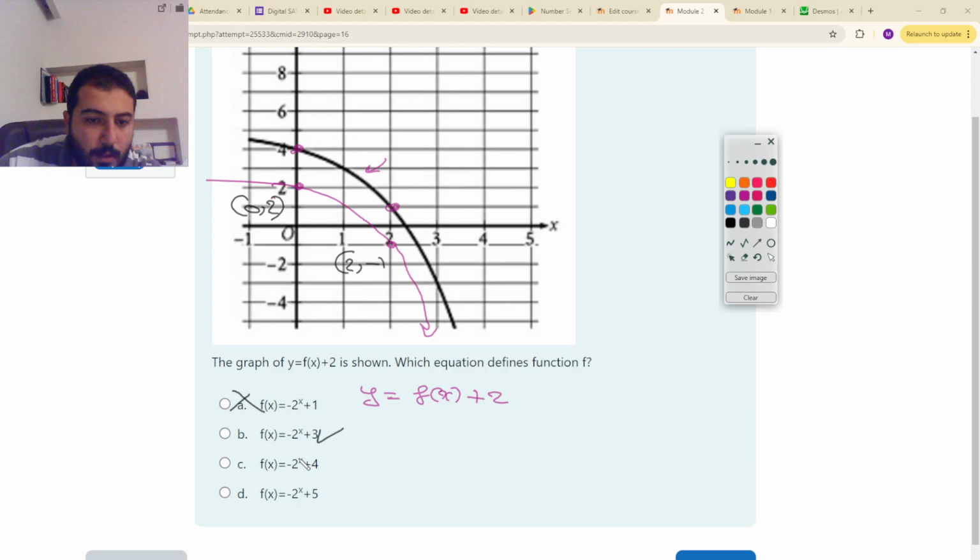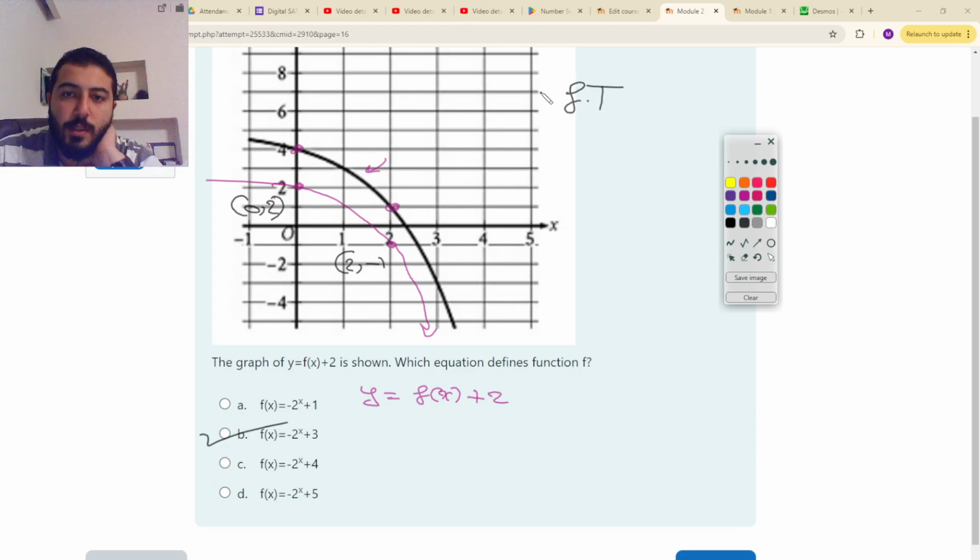Let's try the others. This is negative 1 plus 4, 3. Not correct. Negative 1 plus 5, 4. Not correct. This is the correct answer because all of the others didn't pass through this point. This is the first solution. If you understand, press 1. So I'll give you another solution. This one depends on the function transformations lesson only.